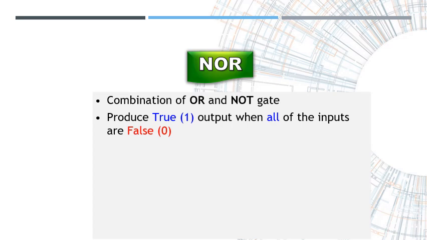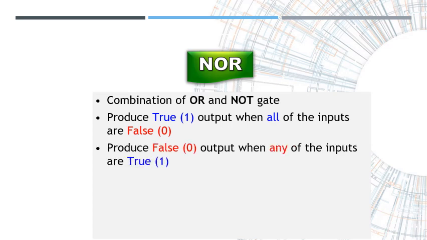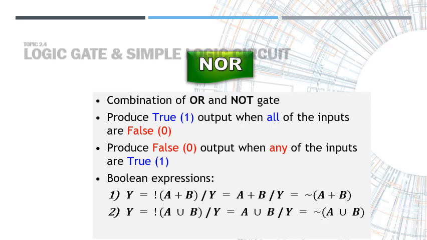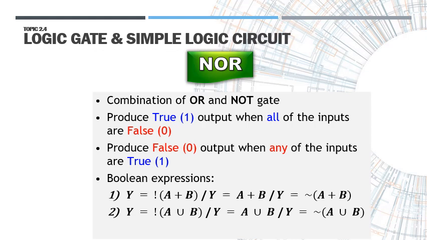If you look here, it is a combination of or and not. So it produces 1 output when all the inputs are false and produces 0 output when any of the inputs are true. So the Boolean expression is this. This is an example. Don't worry about the symbol or the expression. The most important thing is you understand what is and, nor, or, and not gate.